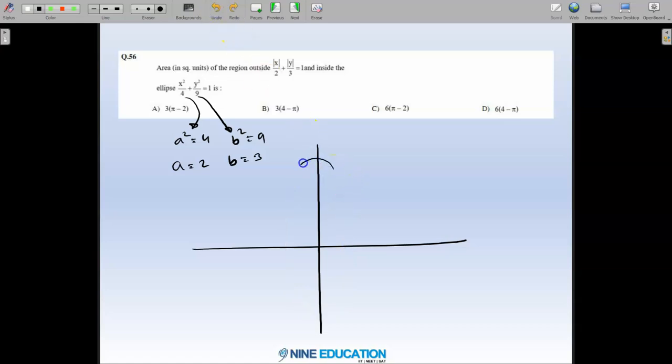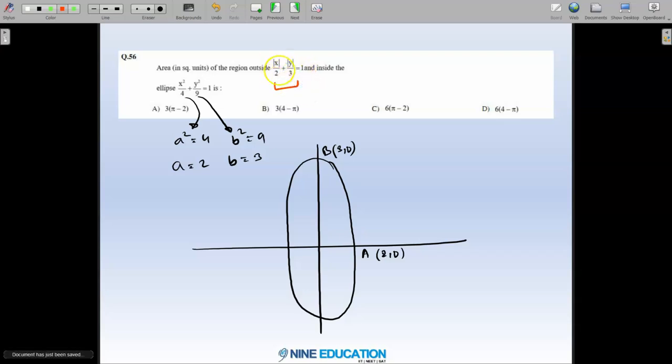Okay, let me draw it a little bit properly. This is a rough sketch of the ellipse. Let's suppose this is a, 2 comma 0, and this will be b, which is 3 comma 0. Now if you observe the given line, it is mod x by 2 plus mod y by 3 equal to 1. Let's suppose if there is no mod in the given expression, it is only x by 2 plus y by 3 equal to 1. That means the x intercept is 2 and y intercept is 3, which means the line would have passed like this, passing from A and B.